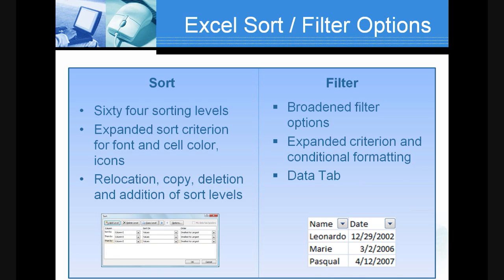The sort has been expanded. That capability can now support 64 levels. Again, you have the ability now, this is new folks, you can sort on font color, you can sort on cell color. You can display up to 1,000 items in that drop-down. That's pretty important, that's a lot. But again, the options have been increased for you.